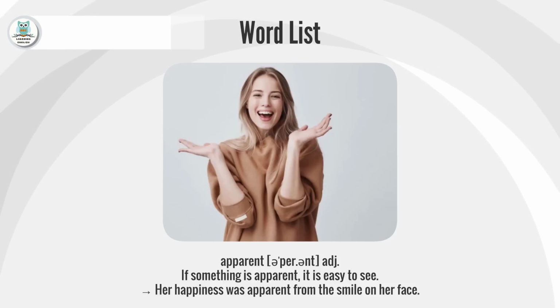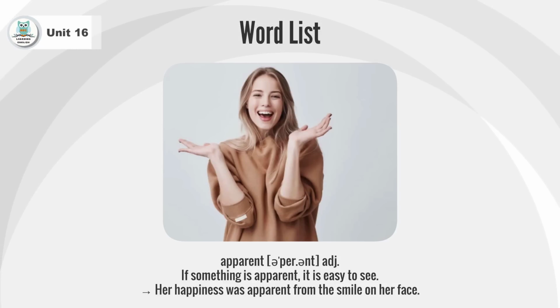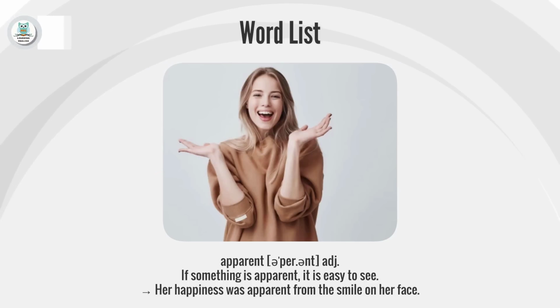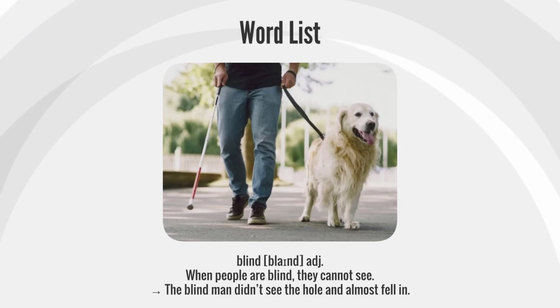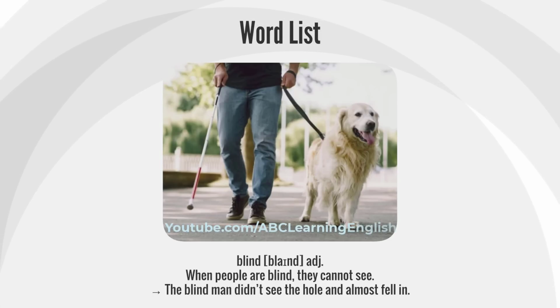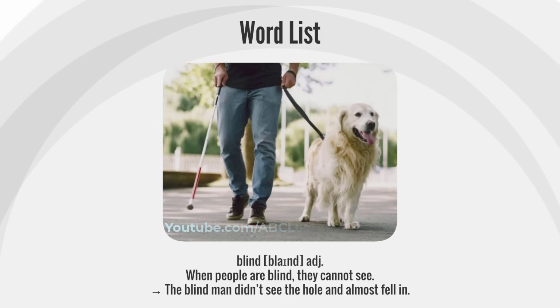Apparent. If something is apparent, it is easy to see. Her happiness was apparent from the smile on her face. Blind. When people are blind, they cannot see. The blind man didn't see the hole and almost fell in.